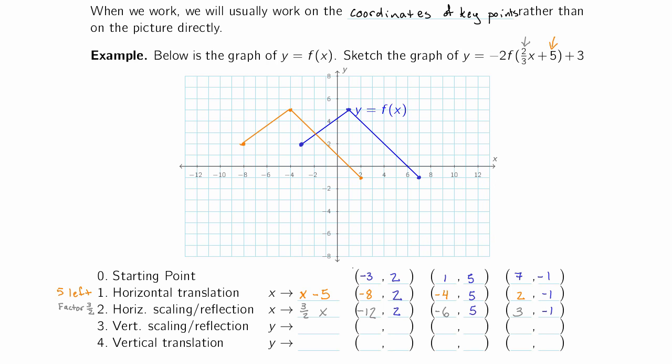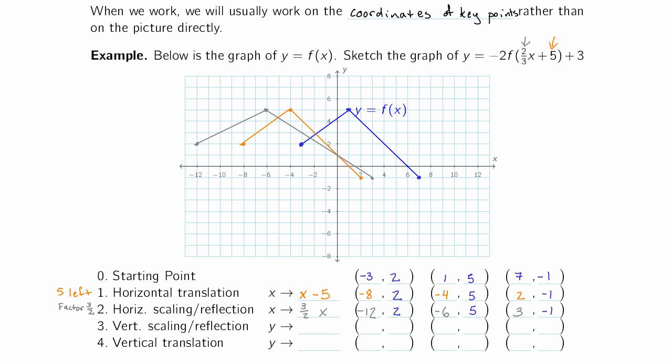What does that look like? Well, we have a point at negative 12, 2. We have a point at negative 6, 5. And we have a point at positive 3, negative 1. Connecting those dots, we see something that's similar to the orange shape, but more stretched out. It got bigger horizontally. Yeah, that makes sense. 3/2 is bigger than 1. Okay.